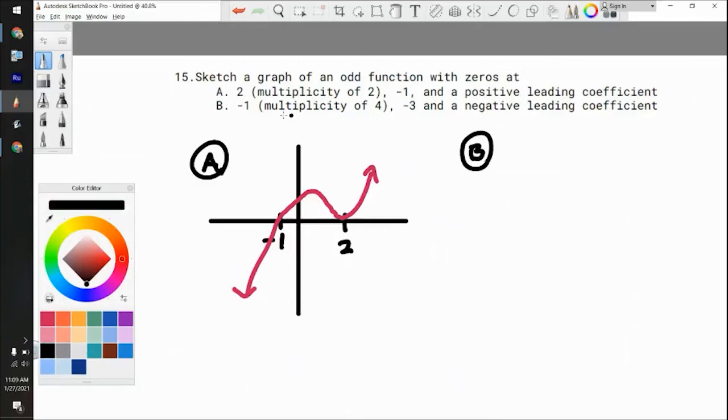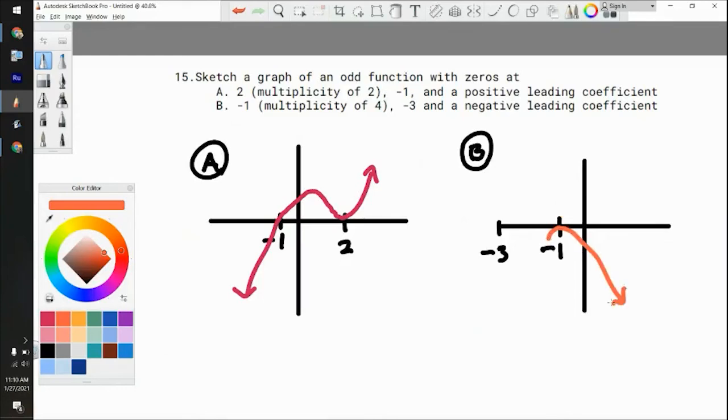B, it's got a multiplicity of 4 for -1, so that means it's going to bounce there. Okay, so here's -1, it's going to bounce there, and then -3 is over here. Negative leading coefficient, so that means it should be going down when you go left to right. This one's going to bounce, and the only way that you can make it go down left to right is to bounce there. So we're going to graph that point, and then it's going to go up here and do that. And that's basically the answer for those.